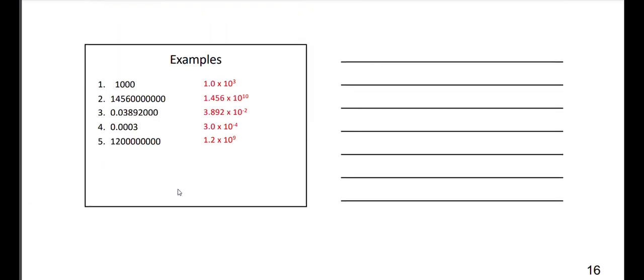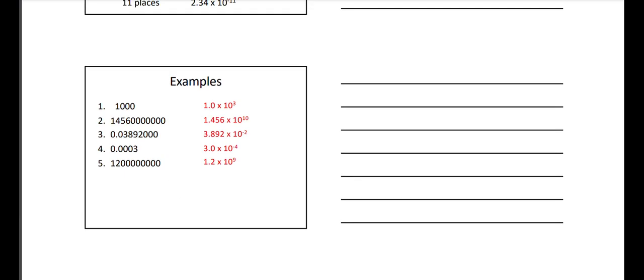All right, let's do some examples. 1,000, same thing. What I will do is move the decimal right in here. So how many digits did I move? 1, 2, 3. So it's going to be 1 times 10 to the power 3. The 3 here represents the 3 places that you just moved the decimal.